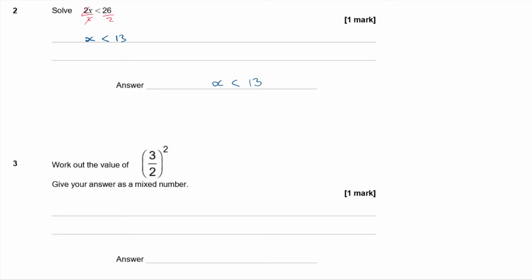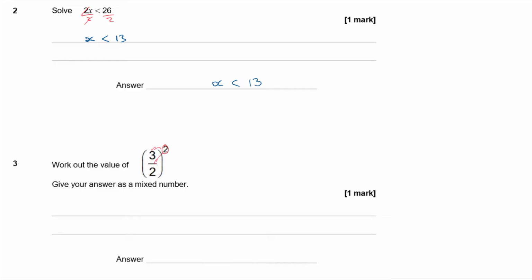Question 3, work out the value of 3/2 squared. So when we've got an index on the outside of the bracket and things either multiplied or divided inside the bracket, then that power is what we say distributed to each of the terms inside.